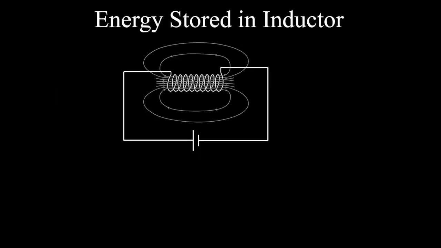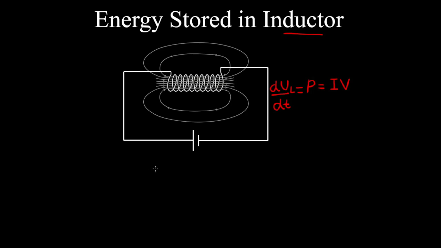Recall that we derived the power dissipated by a circuit element as the current through the circuit element by the voltage drop across it. And electric power is the change in electric potential energy with respect to time. And we'll call this U_L for an inductor.